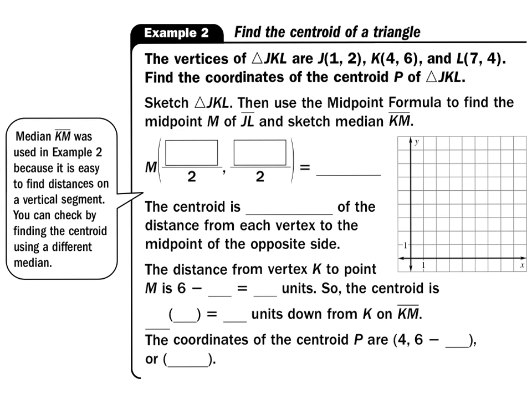It says the vertices of this triangle JKL are given. So J is at 1, 2, which is here. That's J. And K is at 4, 6. 1, 2, 3, 4. 1, 2, 3, 4, 5, 6 is here. So 4, 6 is my K here. And L is at 7, 4. 7 is here. 1, 2, 3, 4. Does that look right? I think that looks about right. It's not precise, but it looks about right.